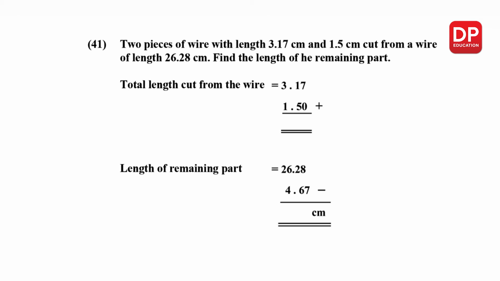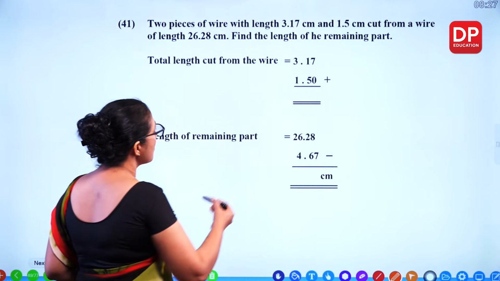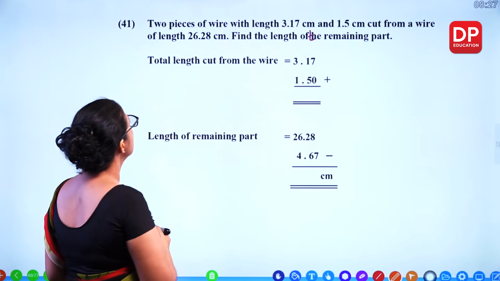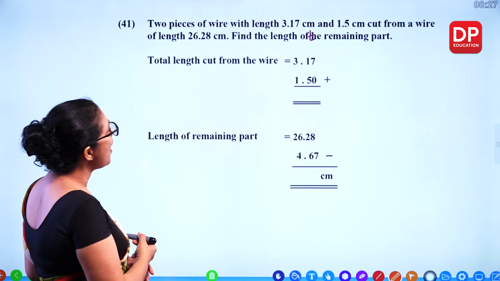Look at this question. 2 pieces of wire with length 3.17 centimeters and 1.5 centimeters are cut from a wire of length 26.28. Find the length of the remaining part. Total length cut from the wire.